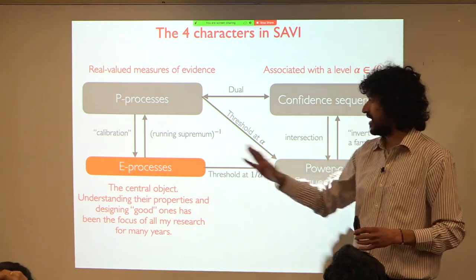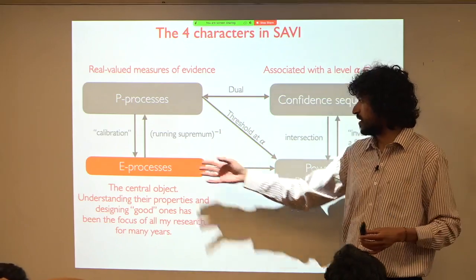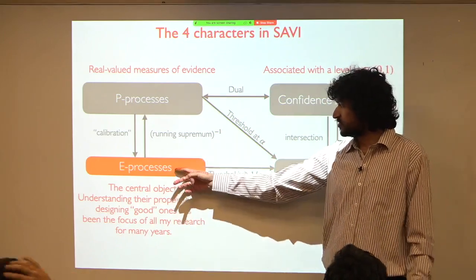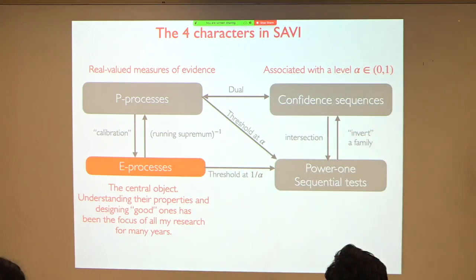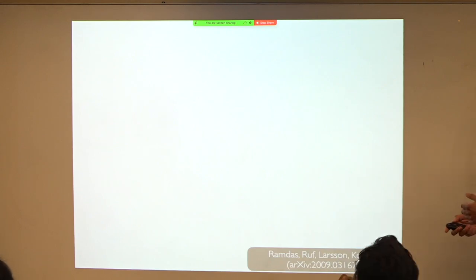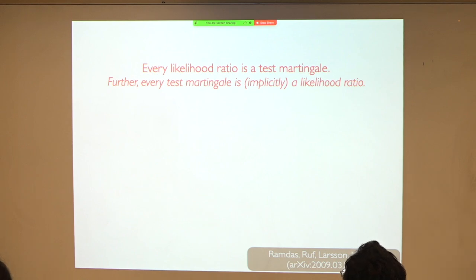But the way I like to think is E processes, which are non-negative supermartingales or non-negative martingales, a generalization of likelihood ratios to the non-parametric setting. That's the real key object. From there you can move easily to these other things. I think it's a nice new general definition, and I think people should pay more attention to that. I want to end with some thoughts about non-negative martingales.